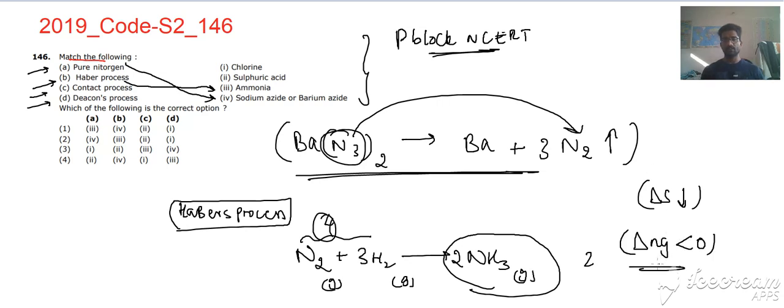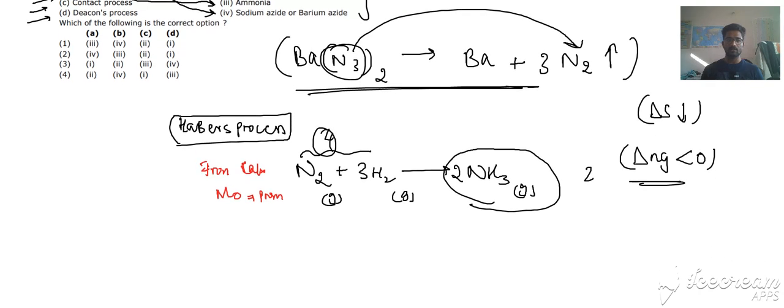So according to Le Chatelier's principle, we have to increase the pressure so as to get a good yield. In order to achieve favorable conditions, we use iron as our catalyst and molybdenum as our promoter. Okay, so this is an exothermic reaction as well. And now we will discuss the contact process.